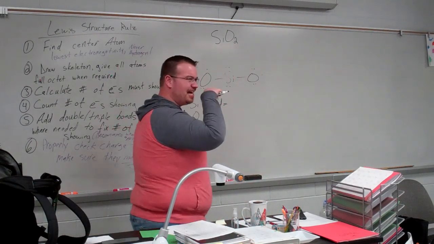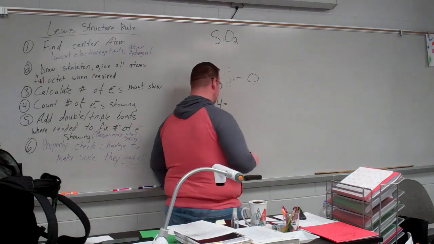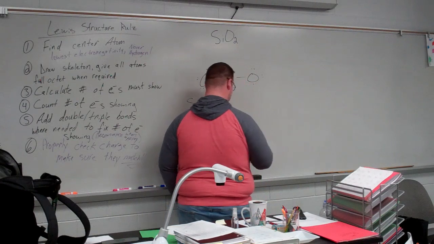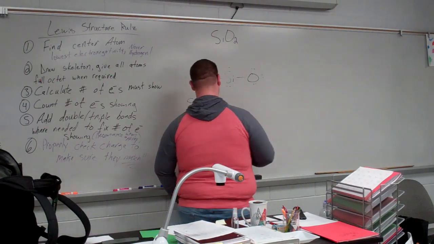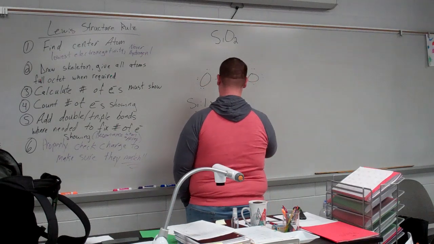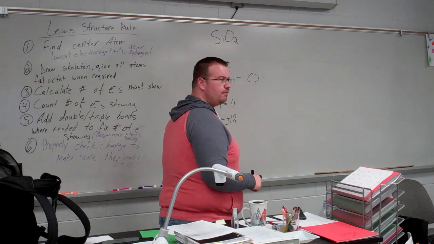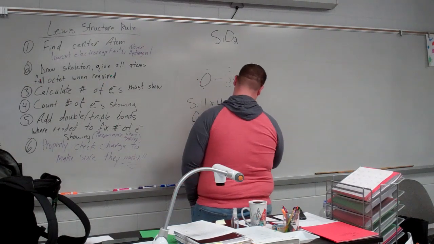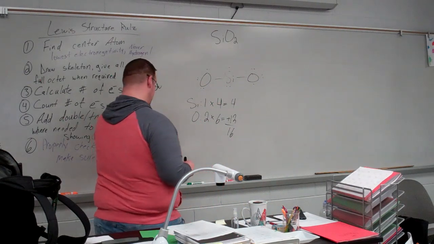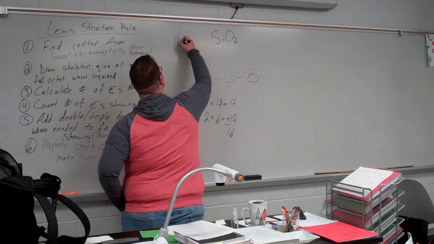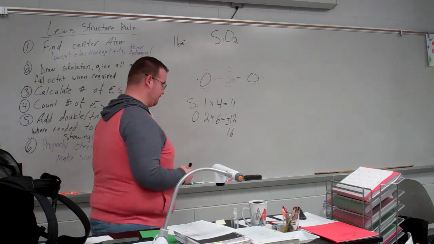How many valence electrons per oxygen? 6. Why is it 6? In the 16th column. 1 times 4 is 4. 2 times 6 is 12. 4 plus 12 is 16. So you must show 16 electrons, and you can only show 16 electrons.